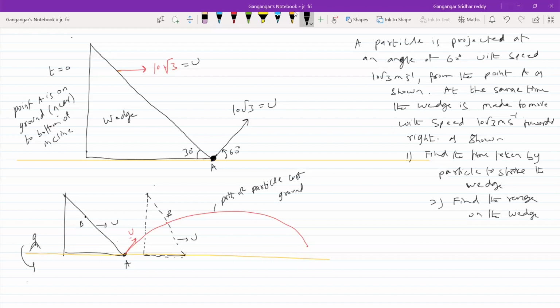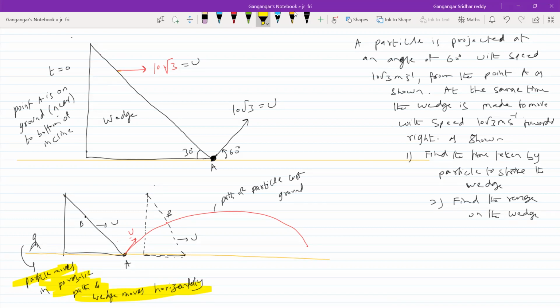So the particle moves in a parabolic path and the wedge moves horizontally. I think these comments are very important. So write down all the equations. It didn't ask for the time of flight to strike the ground. Find the time taken by the particle to strike the wedge.